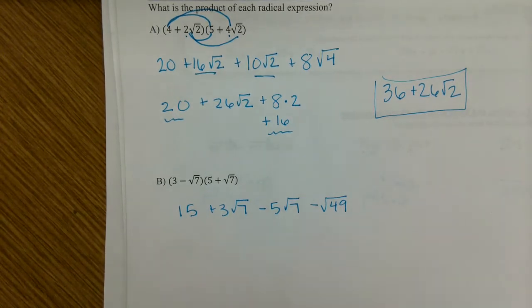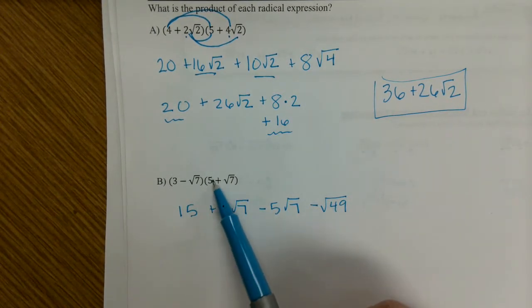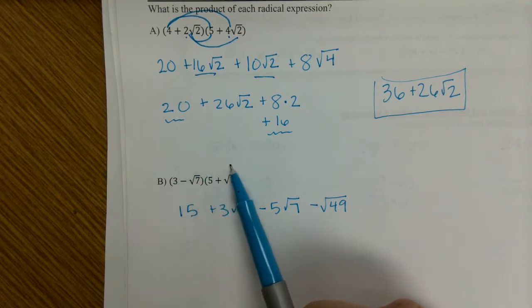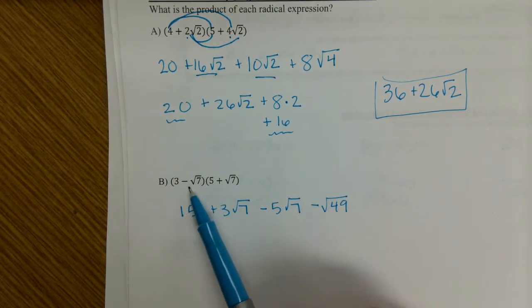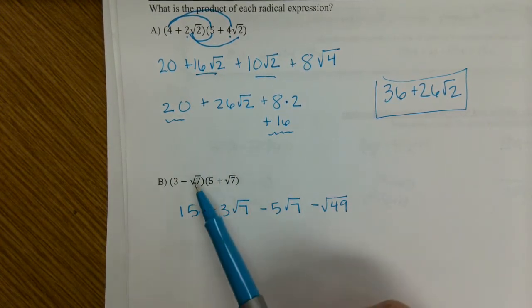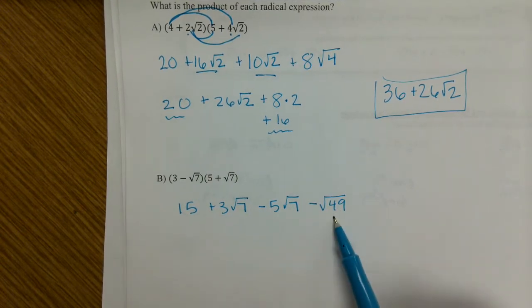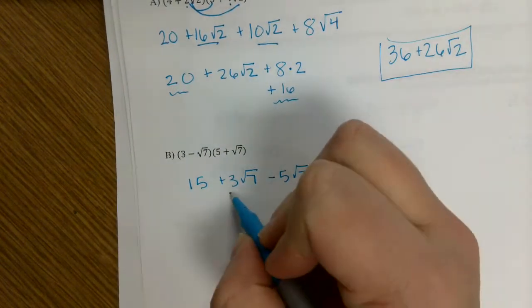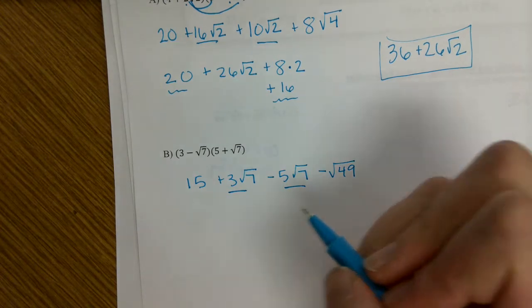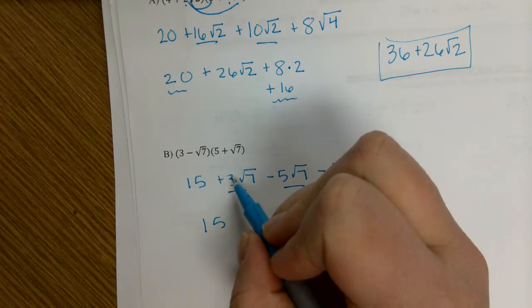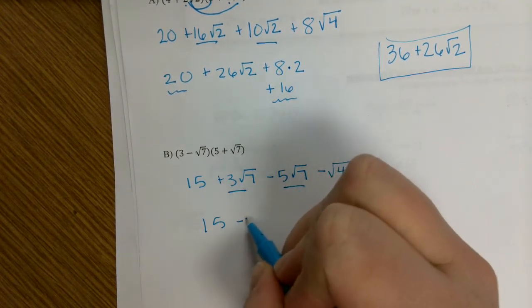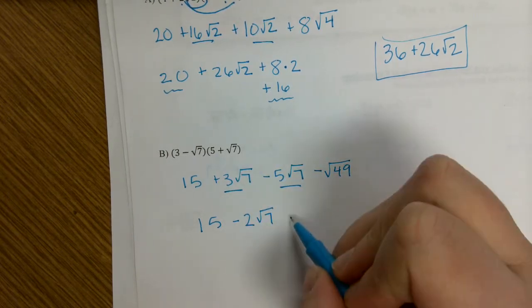So I FOIL. This was my first, my outside, my inside. This is like a -1, so that's why this is a -5. And my last, square root 7 times square root 7 is 49. So still these two middle terms get combined. I have 15. This is 3 minus 5, give me a -2. That square root 7 stays the same.